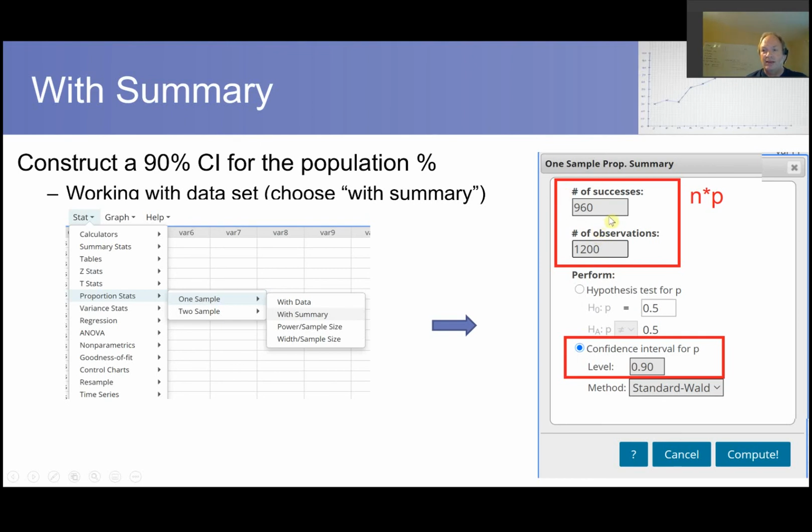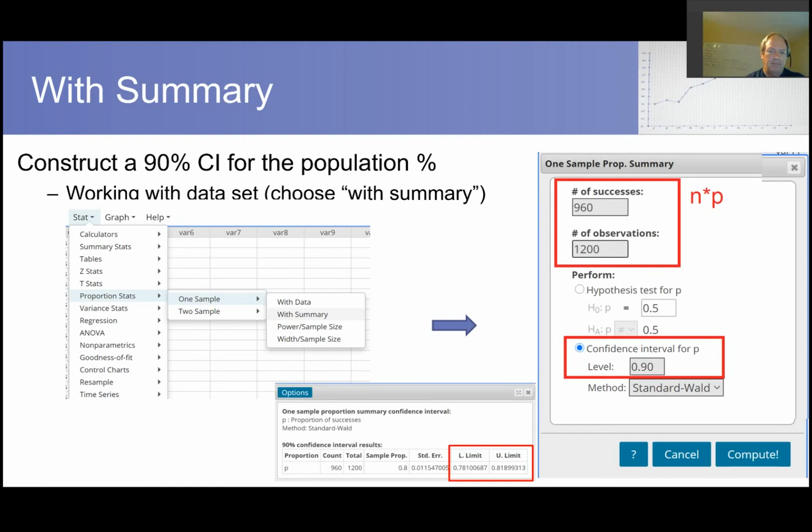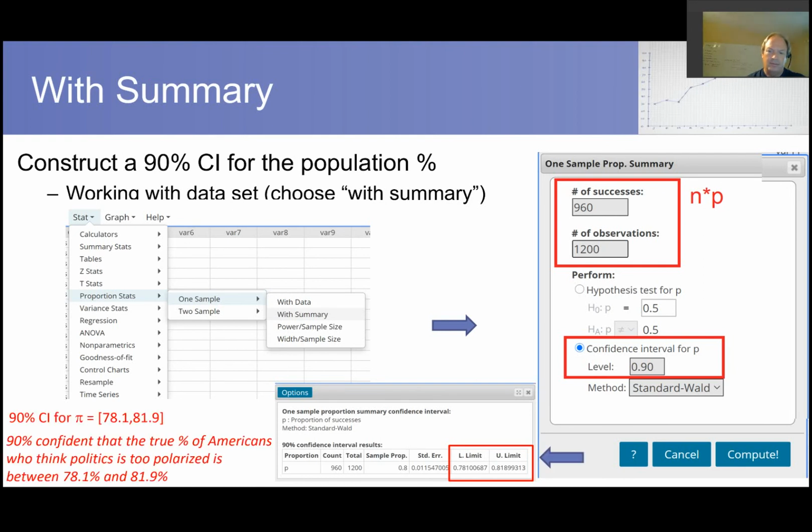Now I can clearly see that the assumptions are satisfied. I have more than 10 successes, and if you look at the complement, which is the number of failures, it's going to be 240. So I've clearly satisfied the assumptions. I'm going to go ahead and put in the confidence level, which was 90%, and hit compute. And again, there's my confidence interval limit values. So my 90% confidence interval for pi here is between 78.1 and 81.9.